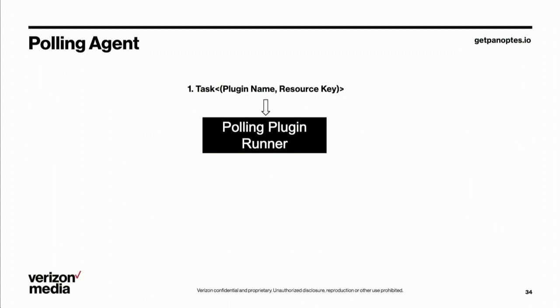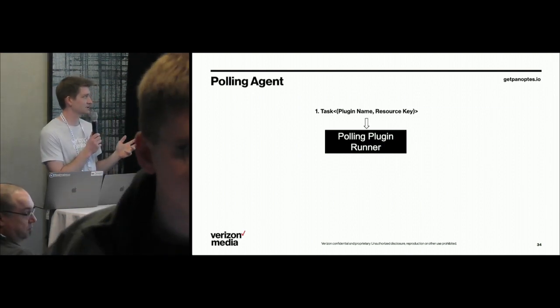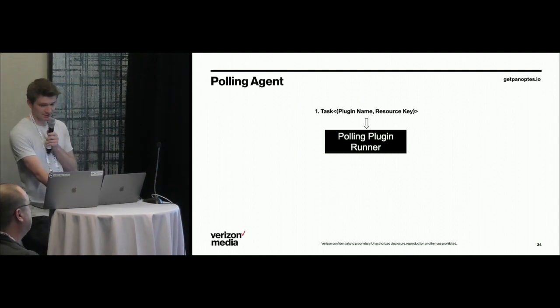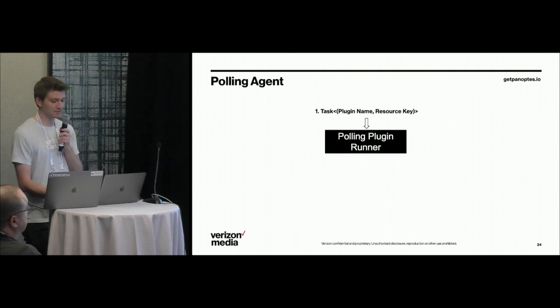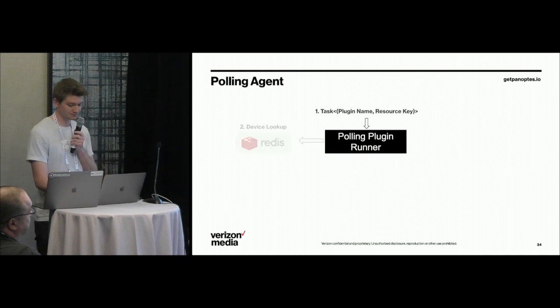So the polling agent. When a polling agent runs, it creates what's called a polling plugin runner. And this is the task that constantly asks, do you have work for me? And when it does, it receives a task. That's the combination of the plugin name and the resource ID. And remember earlier, a resource is a representation of a device or something that should be monitored.